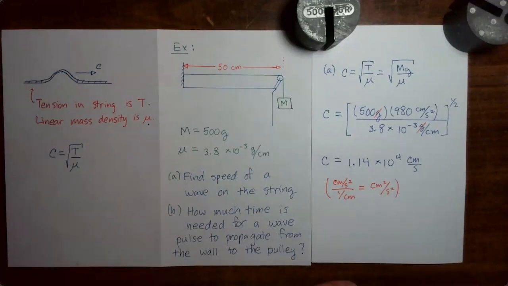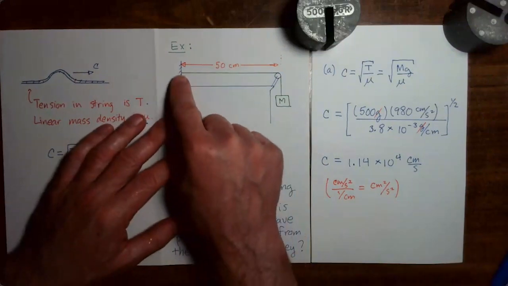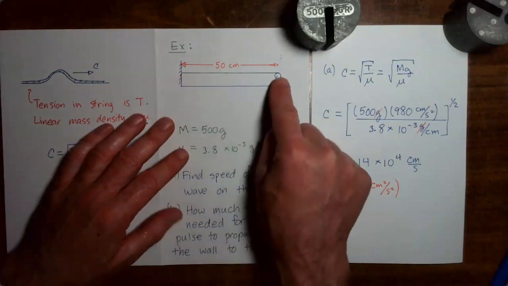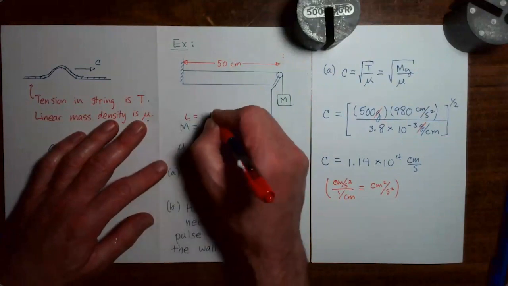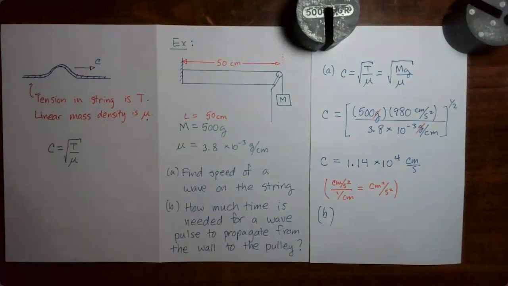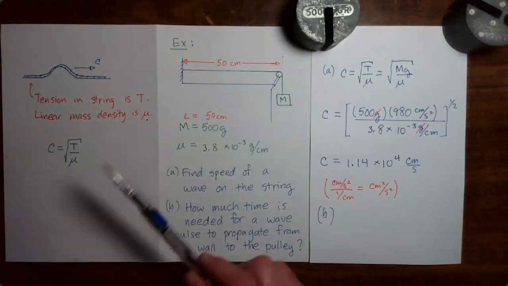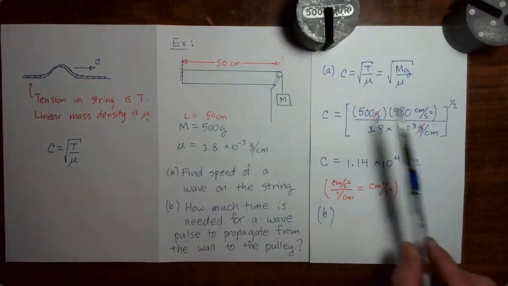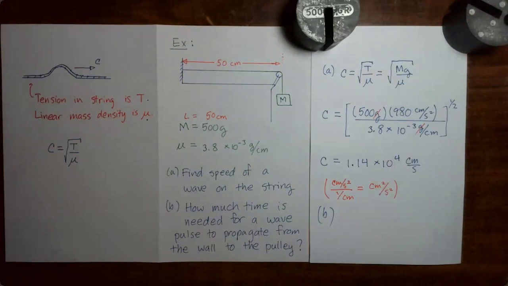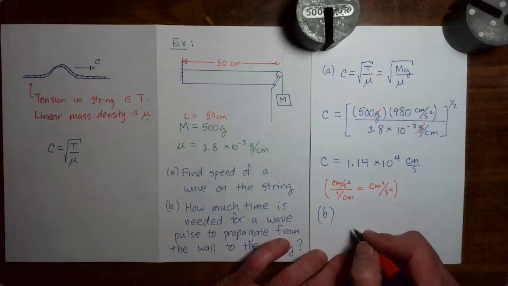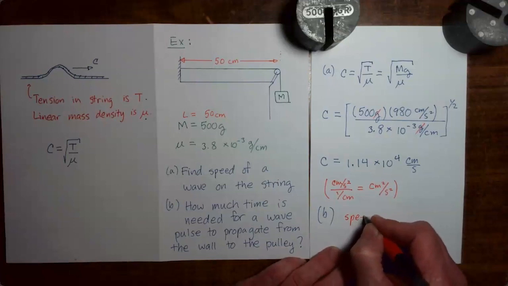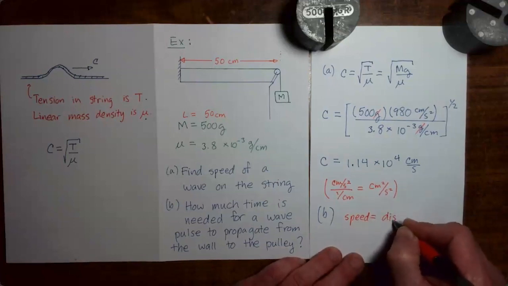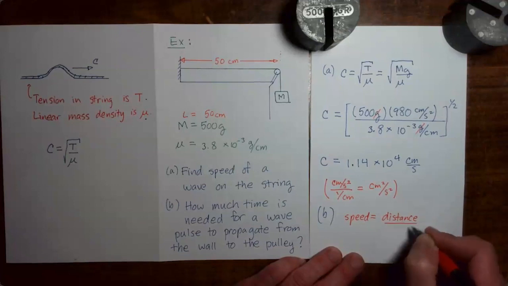per second. Part B of the problem asks us how much time would be needed for a wave pulse which starts at the wall to propagate over to the position of the pulley. Let's use the symbol L to denote that 50 centimeter distance. To get the time it would take a pulse to travel from the wall over to the pulley, we can use our standard formula for motion at a fixed speed. Specifically, for something moving at a fixed speed, we can say that that speed is equal to the distance traveled divided by the time it takes to travel that distance.